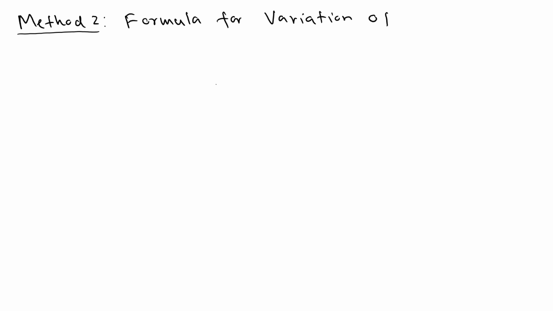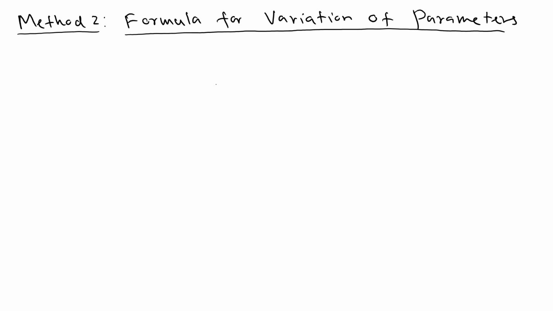So let's talk about method 2, a formula for the variation of parameters. There are a few steps. The goal is to solve the non-homogeneous equation, but what we normally do is start with the homogeneous equation.